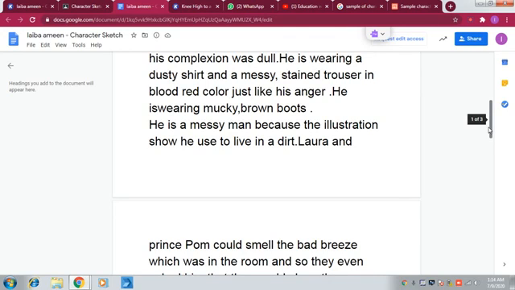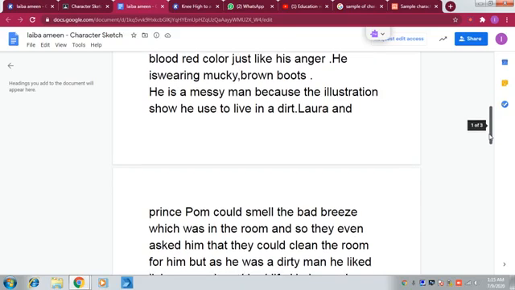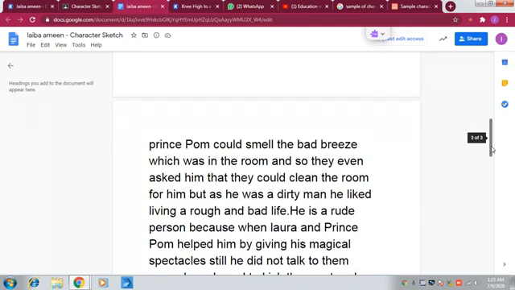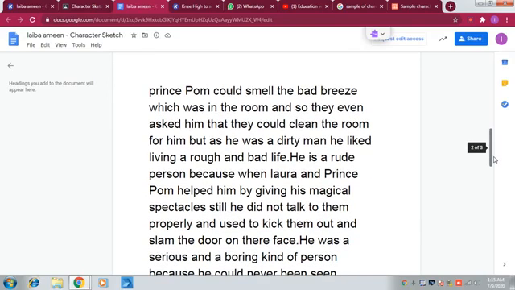Actually, how he is. So let's continue reading. He is a messy man because why? Prove it. I have proved it. Because the illustration shows he used to live in a dirty room. Laura and Prince Pom could smell the bad breeze which was in the room. So they even asked him if they could clean the room, but he refused.